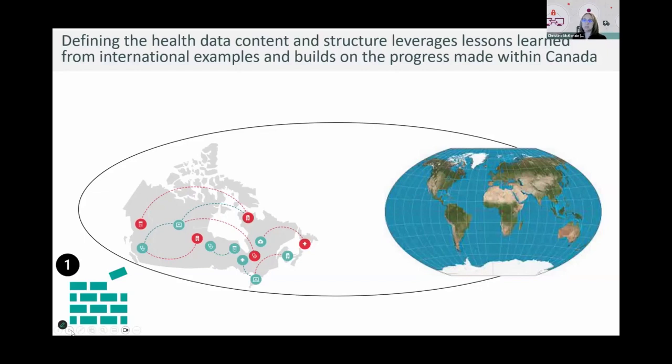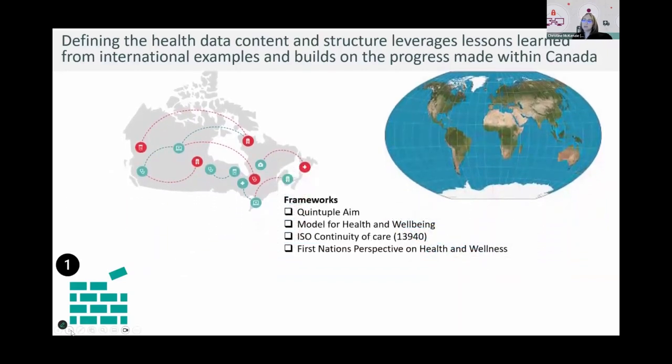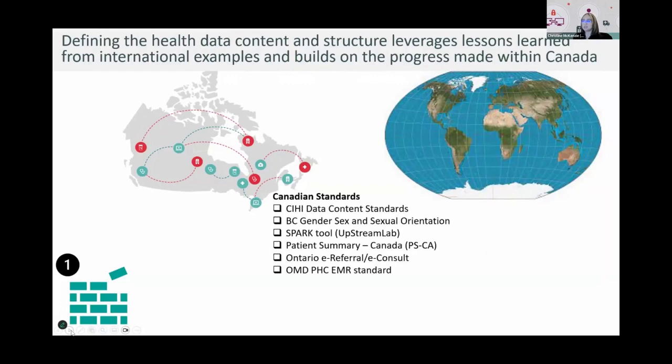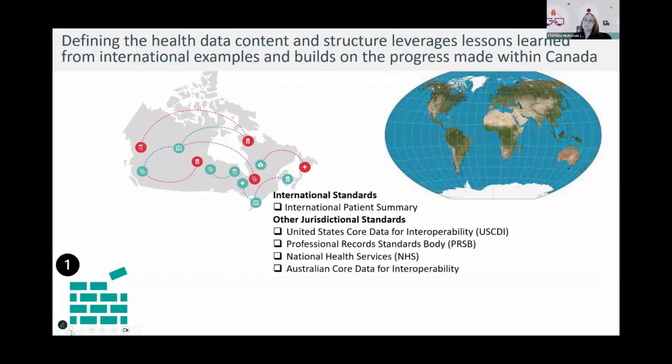Some examples, and bear with me because it's not limited to what I'm showing you on the screen right now, include frameworks such as the Quintuple Aim, the Model for Health and Well-being, and the ISO continuity of care. We also have other standards within the Canadian space, such as the BC Gender, Sex, and Sexual Orientation Standard. And Shannon spoke about this a little bit earlier. We have the Upstream Lab Sparks tool. We have the Patient Summary Canadian version, as well as the Ontario MD primary healthcare EMR standards. We are also leveraging certain international standards, such as the International Patient Summary, and other jurisdictional standards like the United States Core Data for Interoperability, the National Health Service Data Dictionary, as well as the Australian Core Data for Interoperability. If you want a full list of referenced standards and models that we are leveraging, you can find them within the business context model. They are in the list of products that are part of the framework.